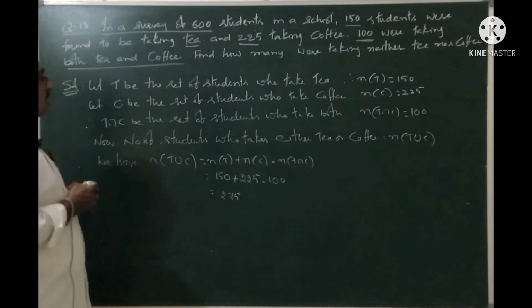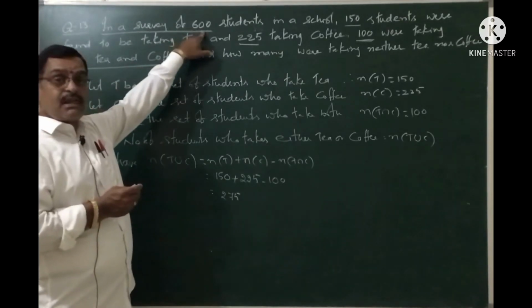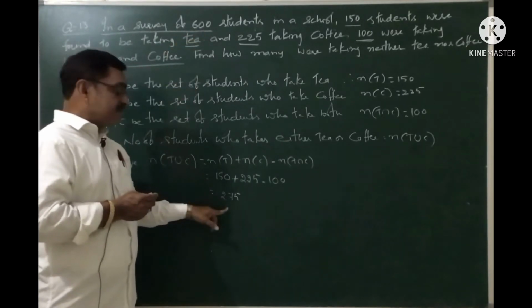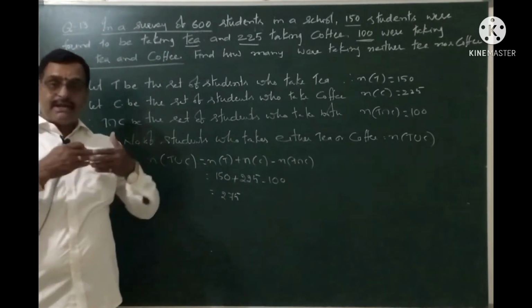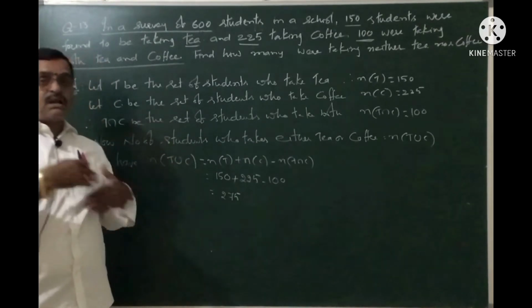But how many students are there in total? 600 students are there. Out of 600 students, 275 have the habit of taking tea or coffee. That means the other people don't belong to either this group or that group.